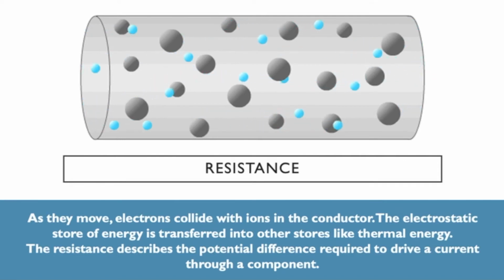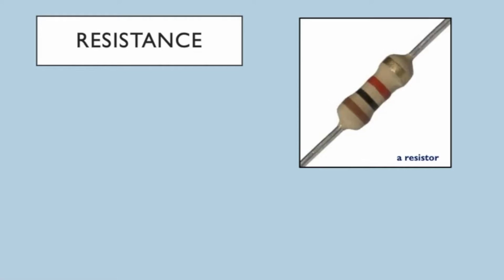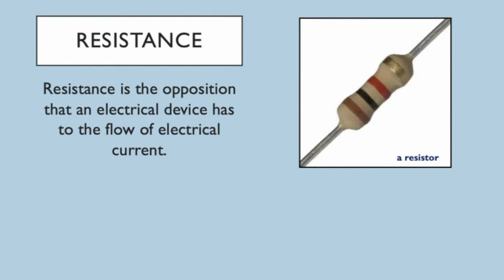As they move, electrons collide with ions in the conductor. The electrostatic store of energy is transferred to other stores like thermal energy. The resistance describes the potential difference required to drive a current through a component. This is what a resistor looks like, and we would say that resistance is the opposition that an electrical device has to the flow of electrical current. That's not really the definition, but it's a way of thinking about what resistance is.